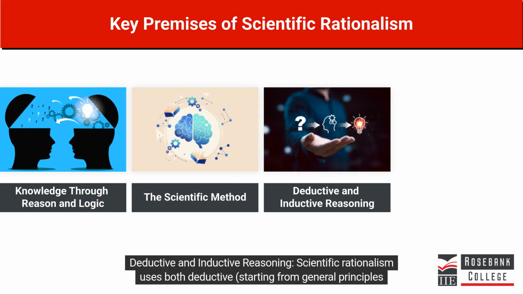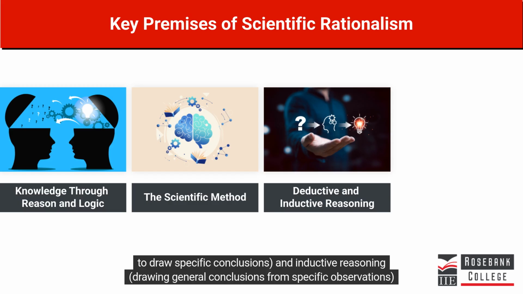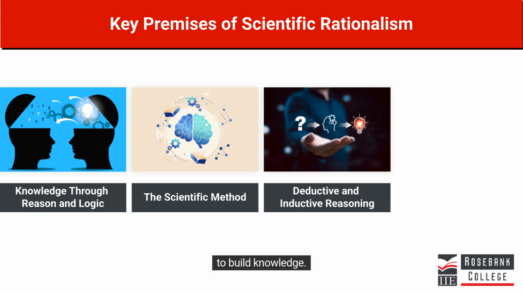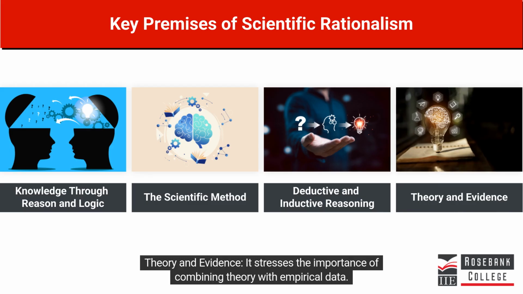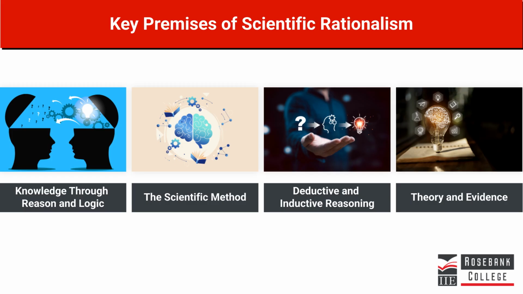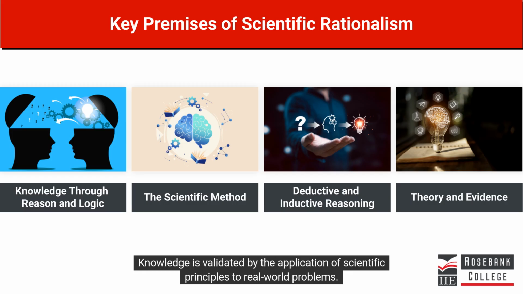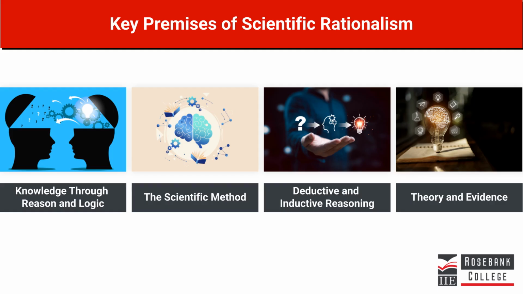Deductive and inductive reasoning. Scientific rationalism uses both deductive reasoning, starting from general principles to draw specific conclusions, and inductive reasoning, drawing general conclusions from specific observations to build knowledge. Theory and evidence. It stresses the importance of combining theory with empirical data. Knowledge is validated by the application of scientific principles to real-world problems.